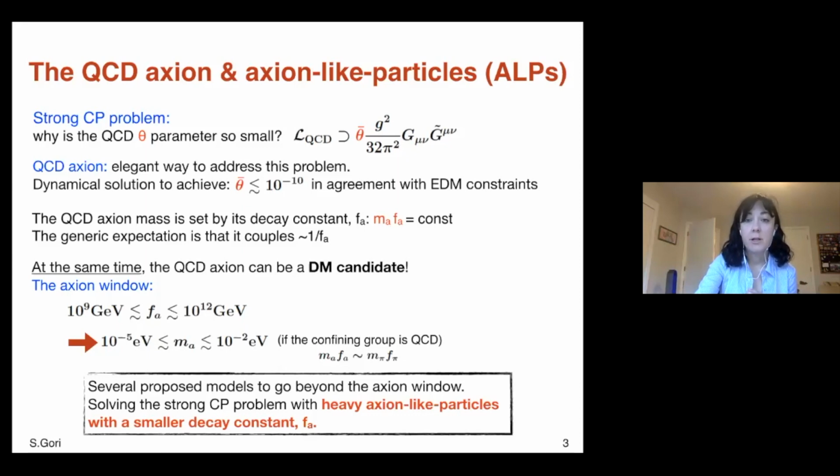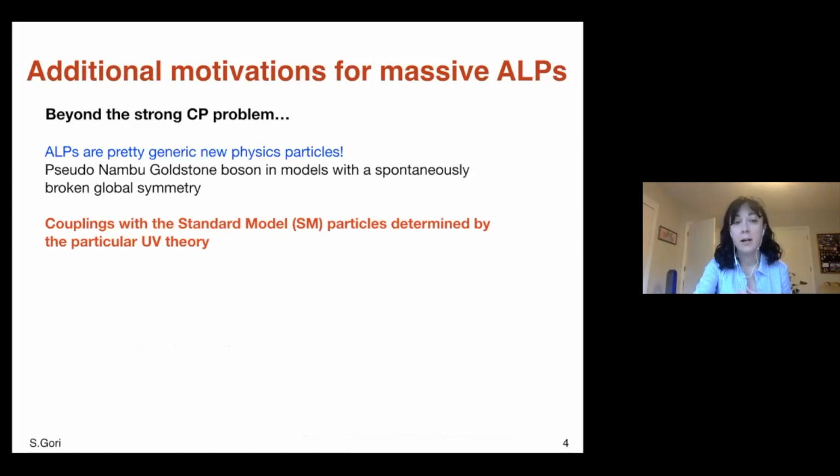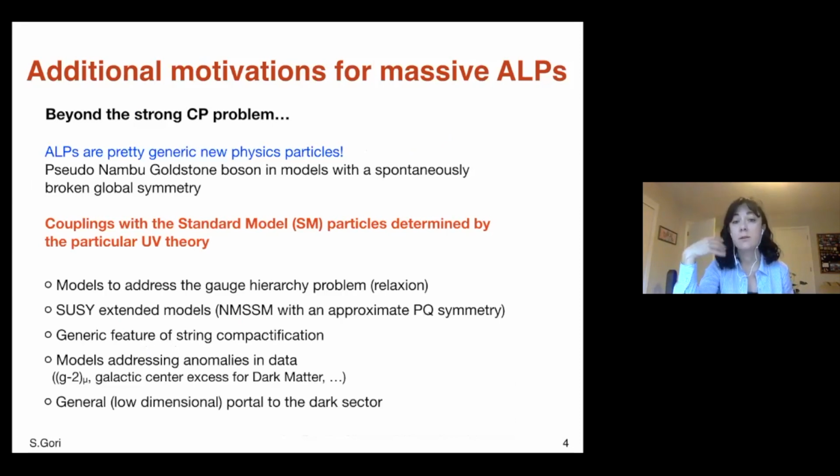Beyond the strong CP problem, we know that axion-like particles, or in general pseudo Nambu-Goldstone bosons coming from a spontaneously broken global symmetry, are very generic in beyond the standard model theories. We know that there are theories that try to address the hierarchy problem, like the relaxation theories, that do contain particles like this. SUSY extended models like the NMSSM with an approximate Peccei-Quinn symmetry. We know that axion-like particles can, in principle, address some of the anomalies in data like g-2. And in general, they give us a portal to what we call the dark sector, so to any set of particles that are not charged under our own gauge symmetries of the standard model. So all of these give us a lot of motivation for trying to search and probe light pseudoscalar particles.